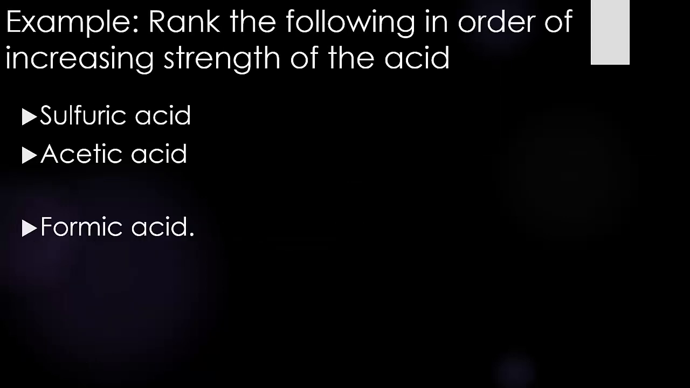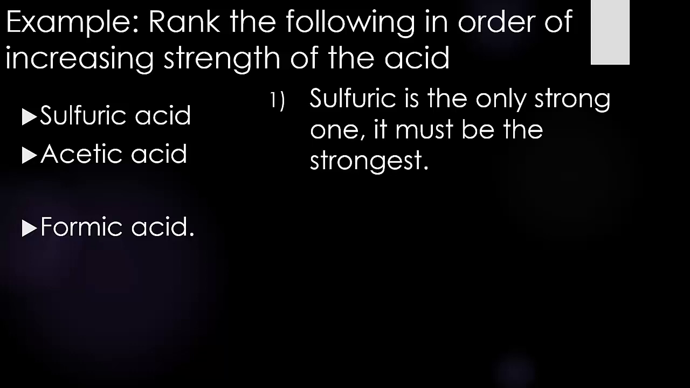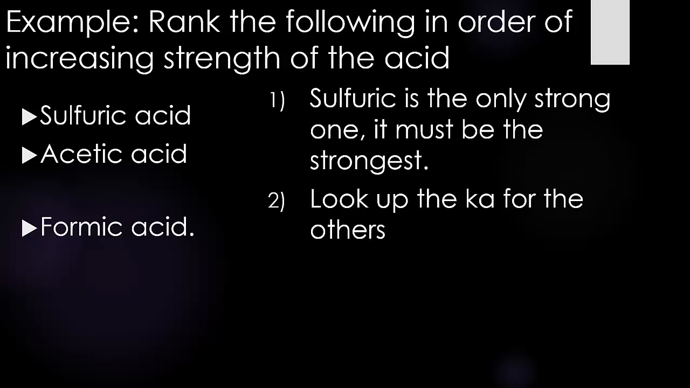Let's do one quick example of ranking acids in order of strength. Here I ask you to rank sulfuric, acetic, and formic acids in order of increasing strength. Let's first see if we can pick out the strongest without looking anything up. Hopefully you recognize that sulfuric is the only strong acid on the list and therefore must be the strongest of the three. For the other two, we need to look up some values.